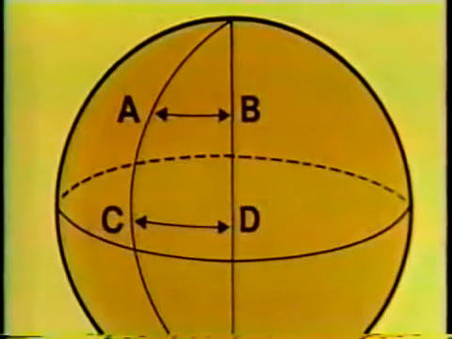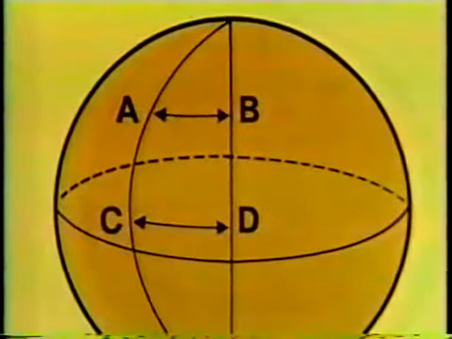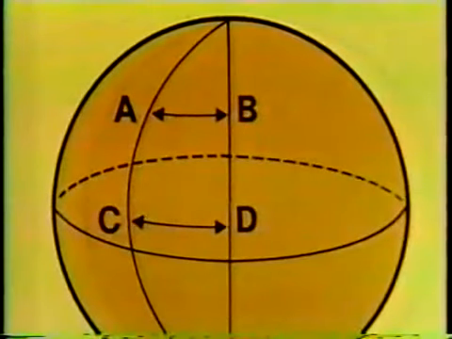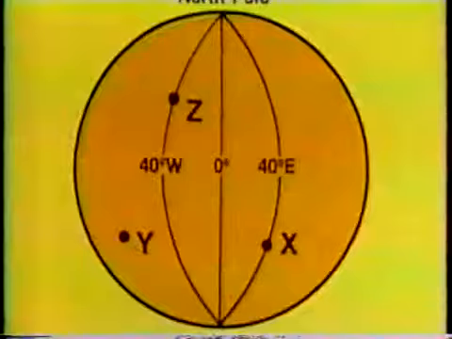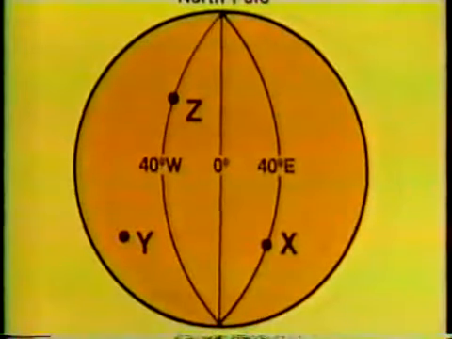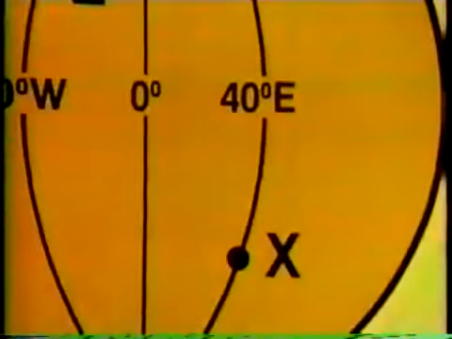In other words, which is greater, the distance between C and D or the distance between A and B? The distance between C and D is greater. What about point X? What's its longitude? 40 degrees east is correct.